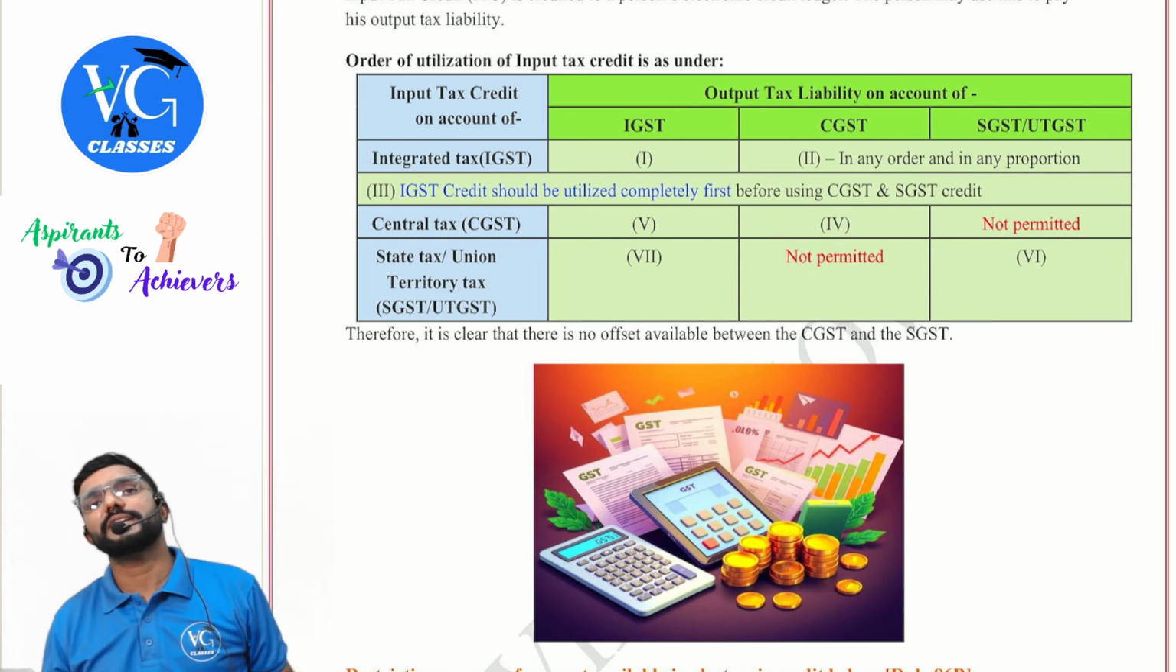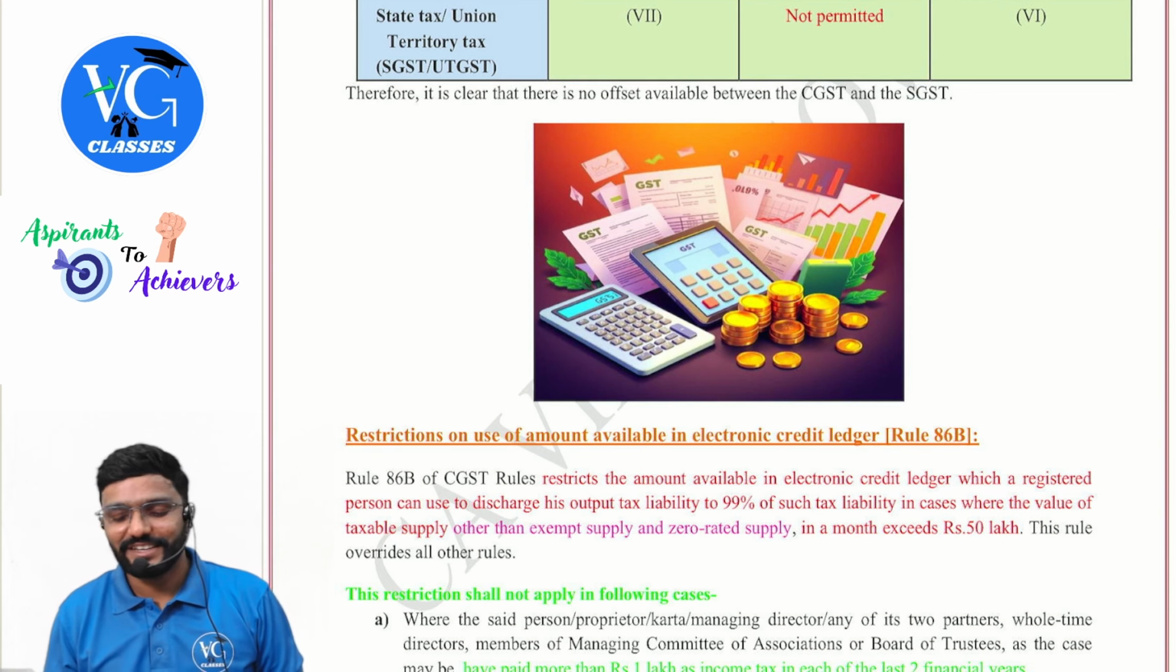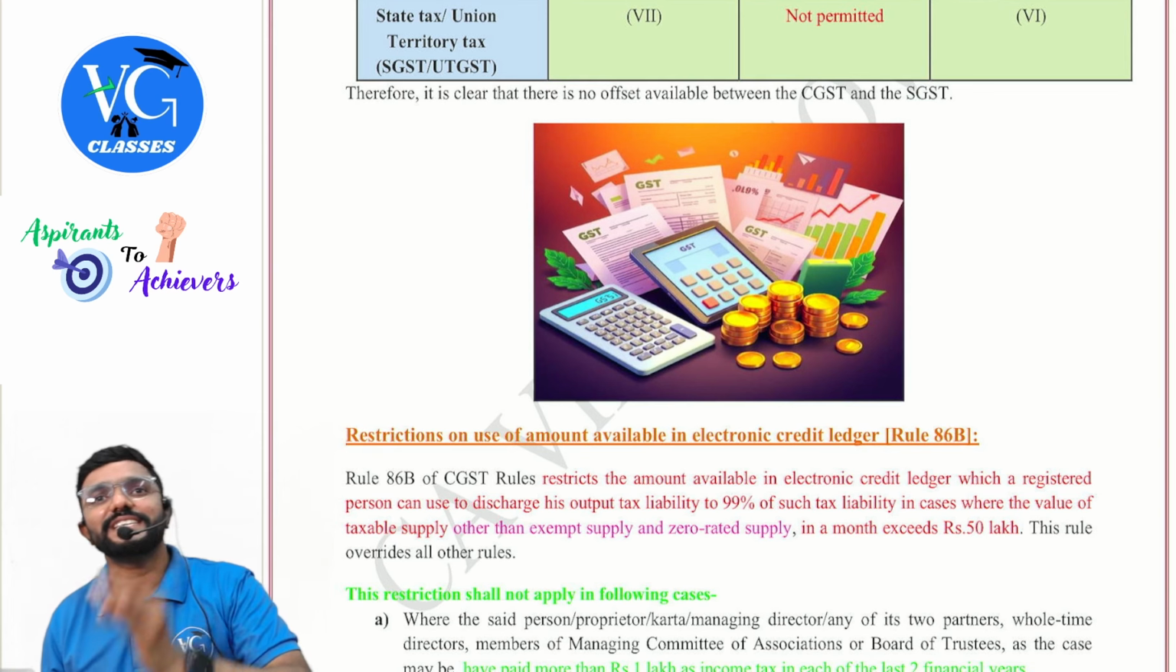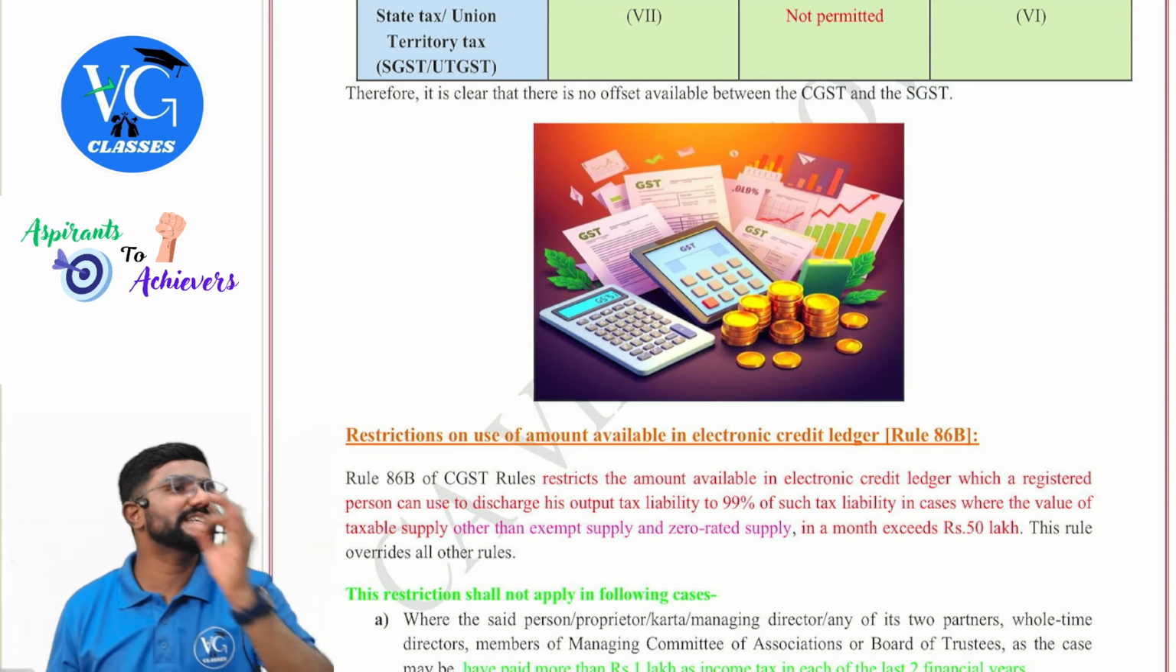Clear? So first, listen like this. IGST against IGST. Then IGST against others. Then C. CGST against CGST. D. CGST against IGST. Then next, SGST against SGST. Last, SGST against IGST. Follow the order.